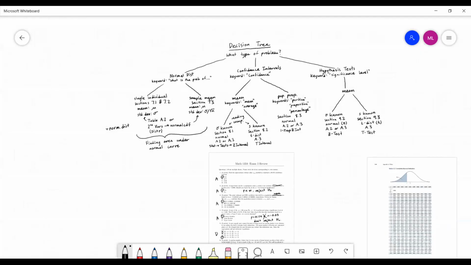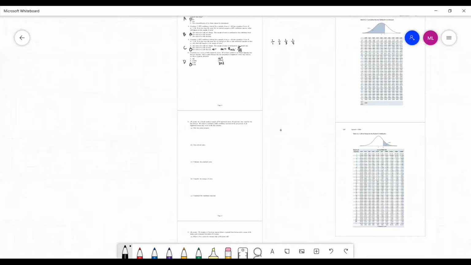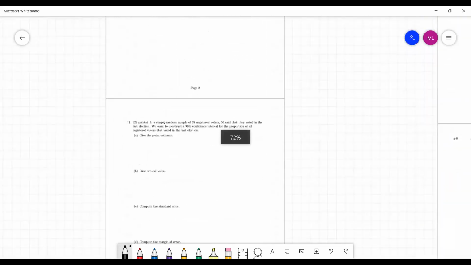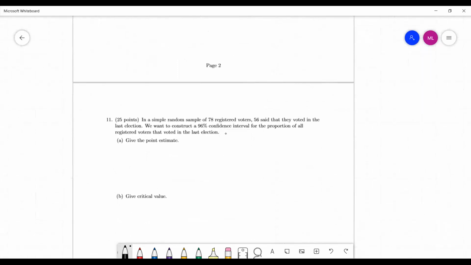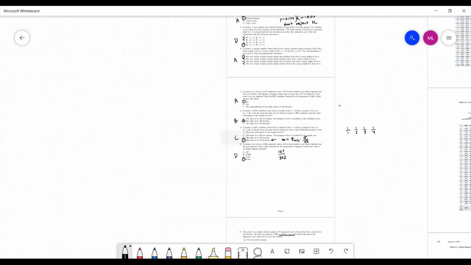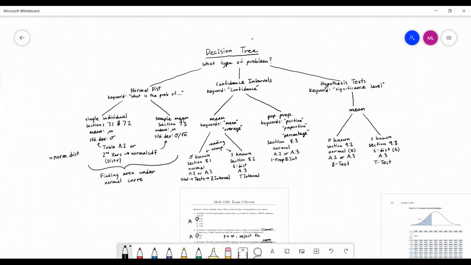First question is basically, which chapter is this problem from? Which type is it? And hopefully it's clear if we read this that here's our keyword, confidence interval. We want to construct a confidence interval. So there's our keyword, confidence. We're doing a confidence interval. We've narrowed it down to this branch of our tree diagram. So it's going to be one of these three things down here, 8.1, 8.2, or 8.3.